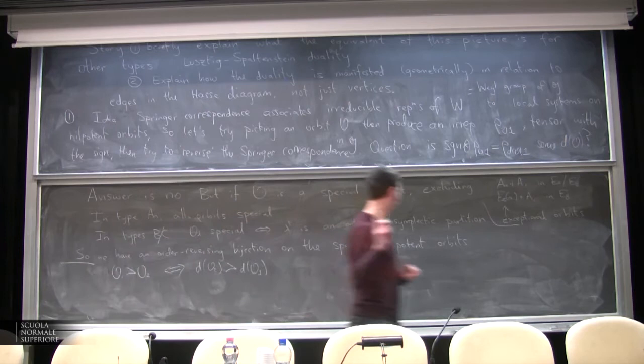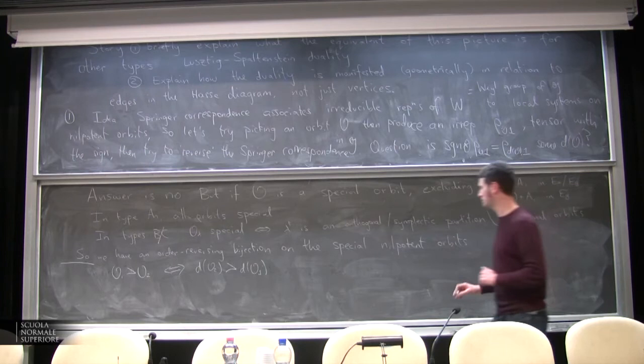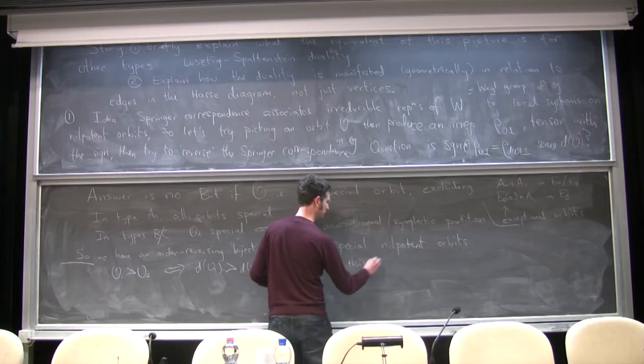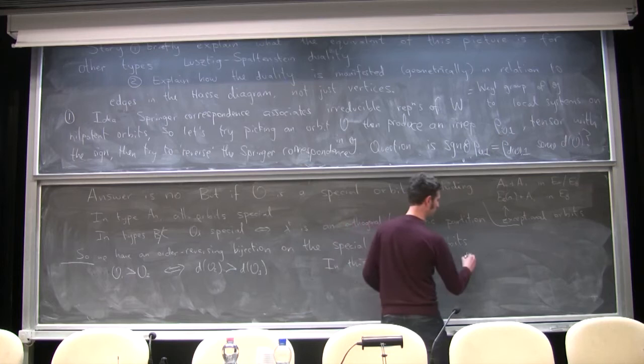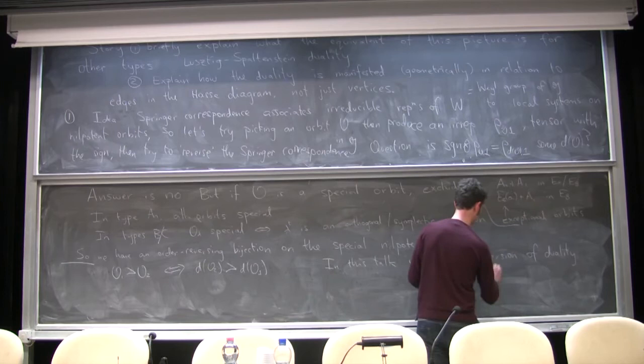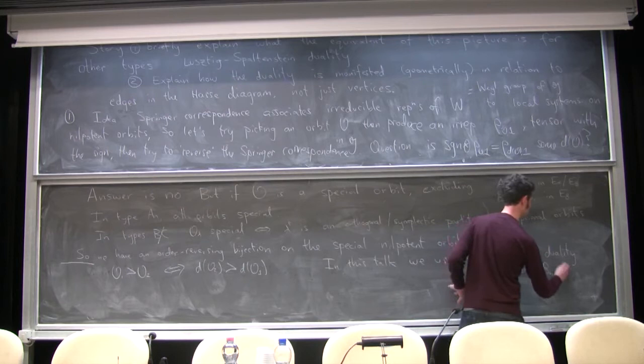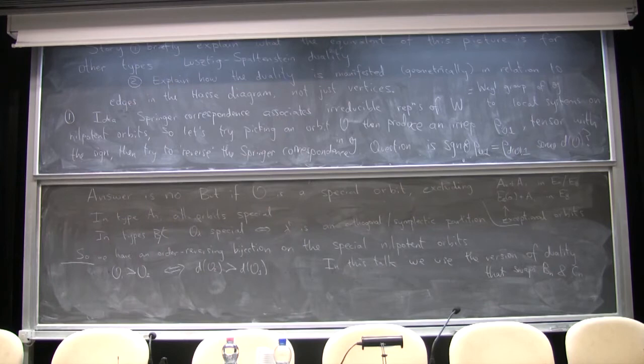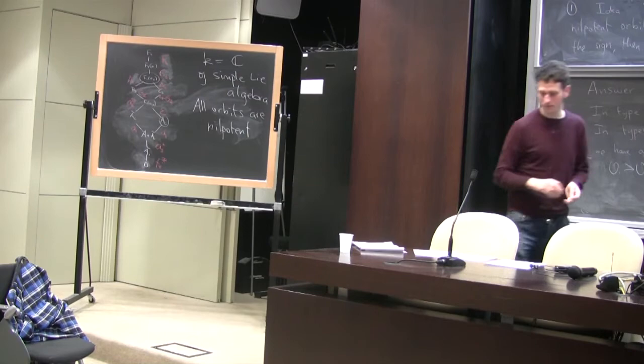Now there's one more fact that I forgot when I was practicing running through this talk, and I realised later I need to mention. In this talk we use the version of duality that swaps type B and C. So right, if I had a Hasse diagram for the special orbits in Bn, I would be turning that upside down and getting the special orbits in type C, and vice versa. That appears later on. Okay.